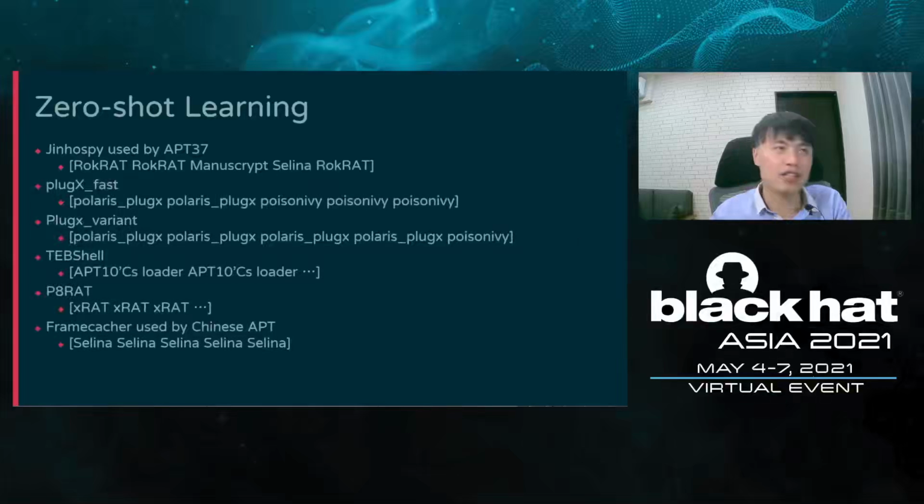That's fantastic. And here are some zero-shot learning results. We tested some APT malware that wasn't used in the training dataset. Jinkospy is a new malware used by APT37, and we can see that the nearest neighbors are RokRAT, which is also used by APT37. And the PlugX fast version and other PlugX variants also show good results on zero-shot learning.